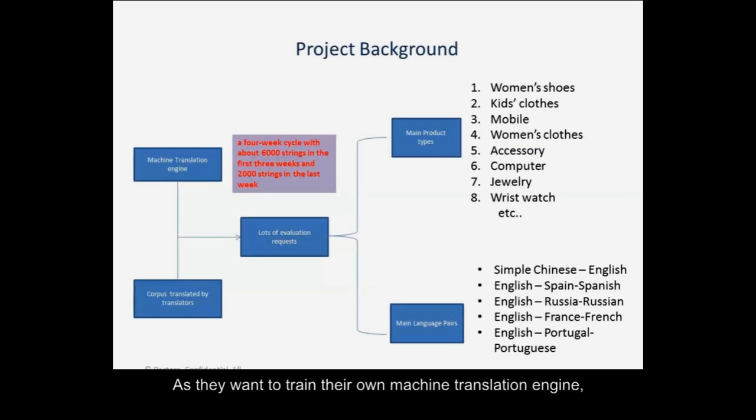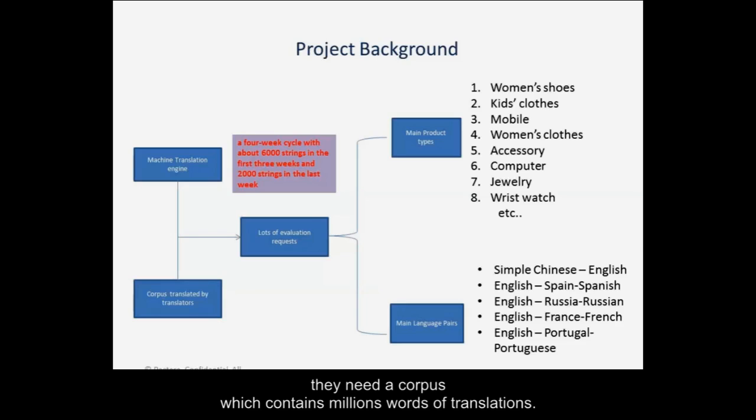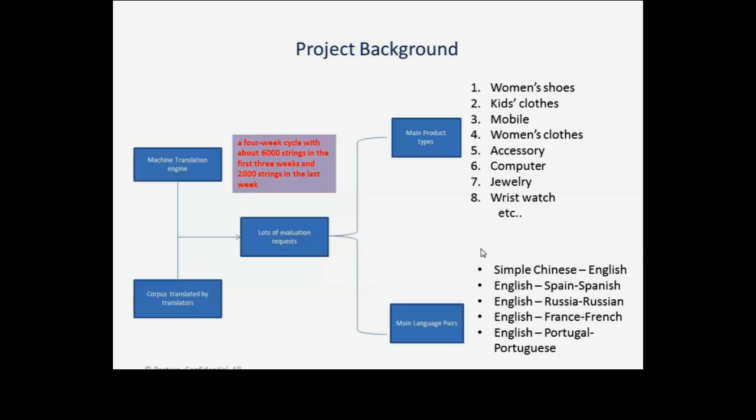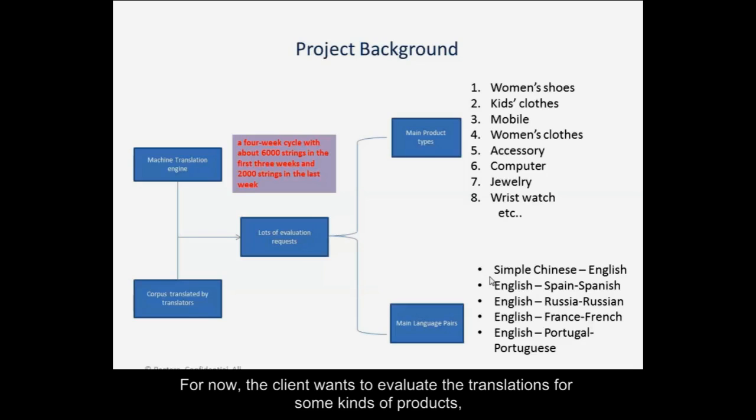It's in China. As they want to train their own machine engine, they need a corpus which contains millions of words of translations. Therefore, they have lots of translation materials about various products. For now, the client wants to evaluate the translations for some kinds of products, such as women's clothes, accessory, computer, jewelry, and so on. And 5 main language pairs are required. You can see them here.